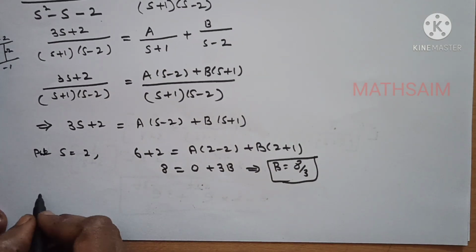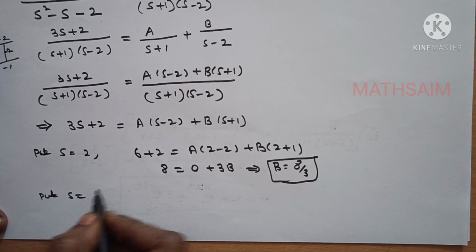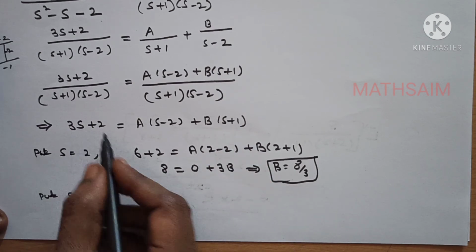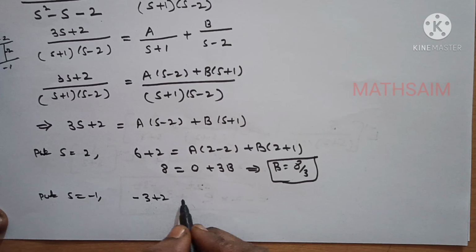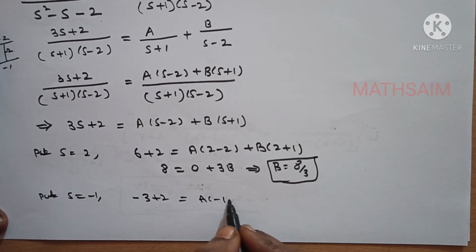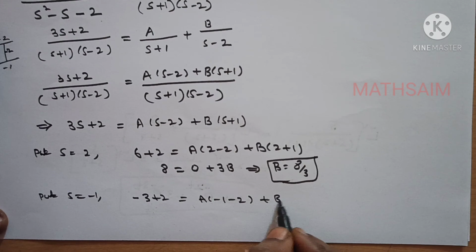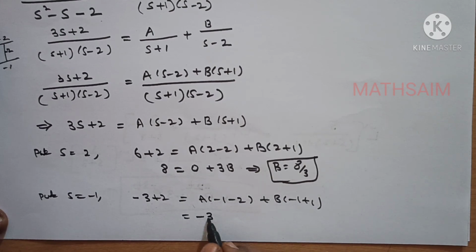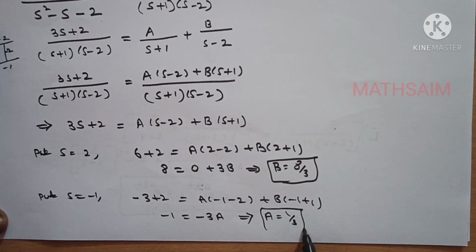So what is going to be? Put s equal to minus 1. So this will be minus 3 plus 2 is equal to A into (minus 1 minus 2) plus B into (minus 1 plus 1). Now this will be 0, so minus 3A, and this is going to be minus 1, okay? Now the value of A is 1 by 3, that's all.